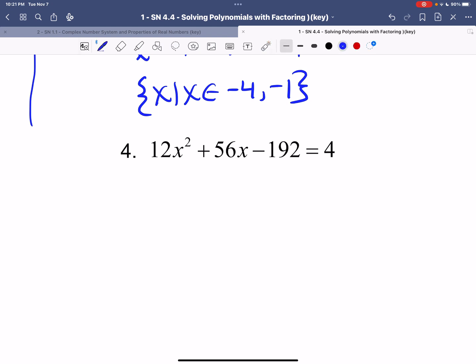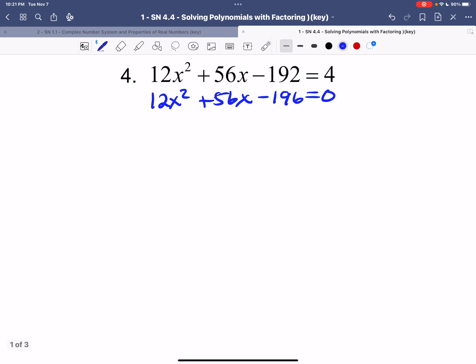So I'm going to go ahead and subtract 4 from both sides and get 12x squared plus 56x minus 196 equals 0. Now, I'm pretty sure that I can take something out, and I know I'm 100% sure I can take out at least a 2, because remember, we've talked in class, if the numbers are even, then they're divisible by 2. But how about something bigger, like maybe a 4, or maybe a 6, or maybe a 12?